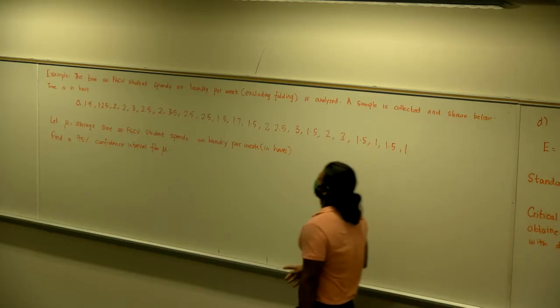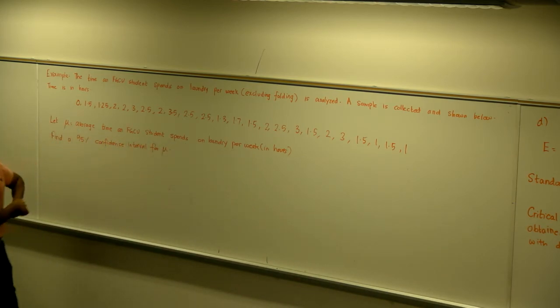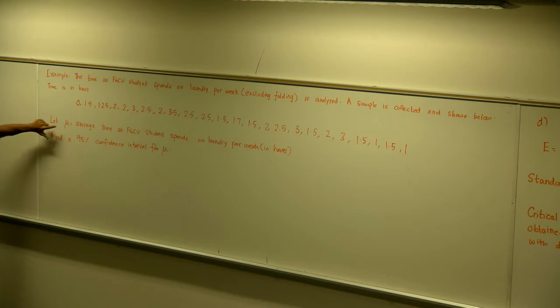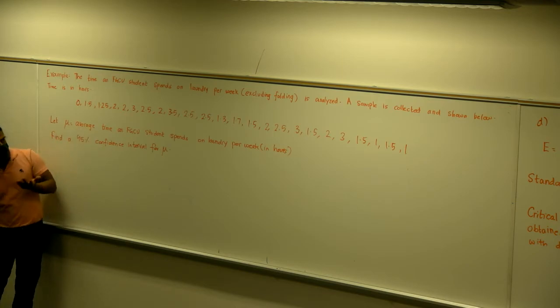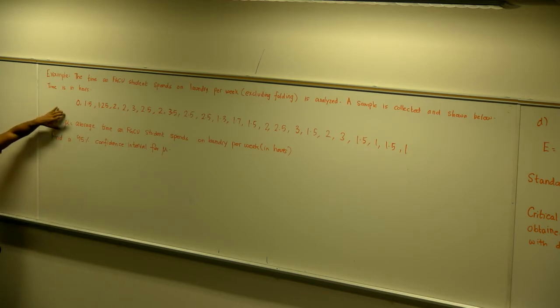Okay, so the time an FGCU student spends on laundry per week, excluding folding, is analyzed. A sample is collected and it is shown below. Time is in hours, and this is what we got. Mu is the population average. So that would be the average time an FGCU student spends on laundry per week in hours. This is for the population. The population in this case would be FGCU students. I can't go and ask every single student, so I'm going to come up with an interval based on the sample that I collected here.